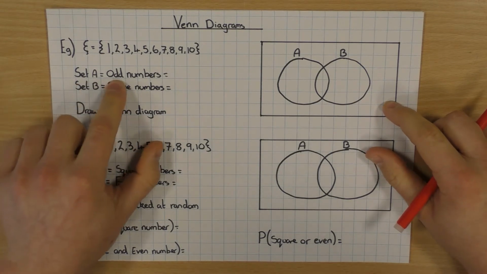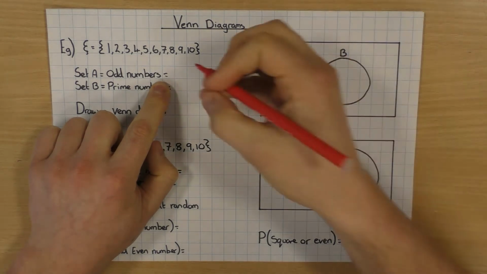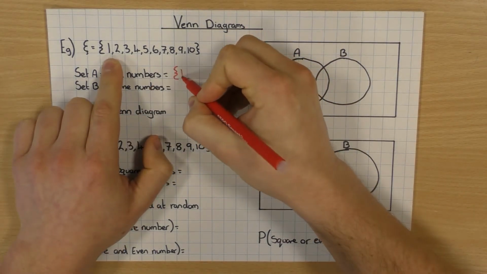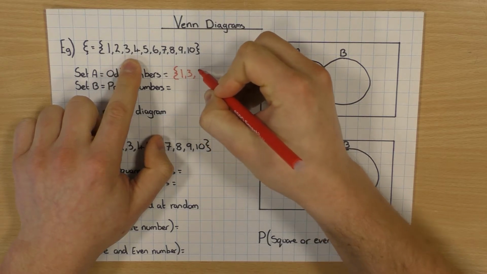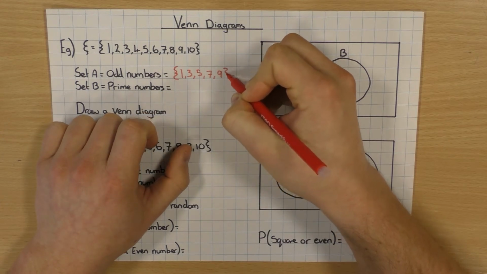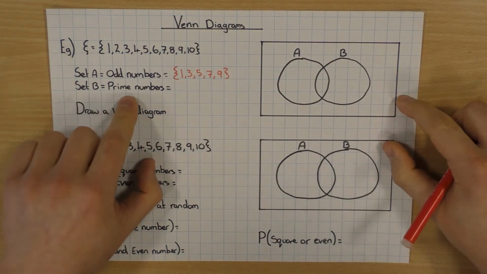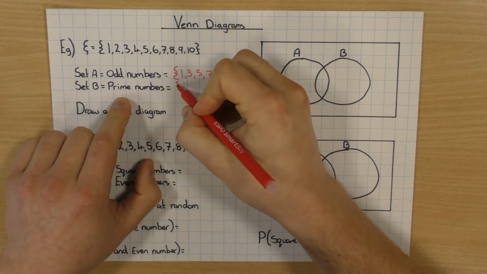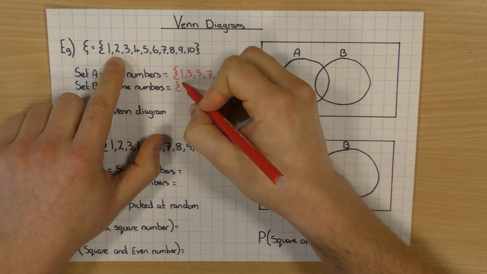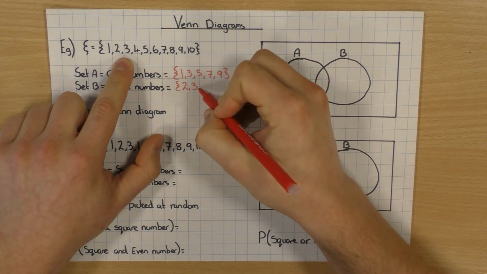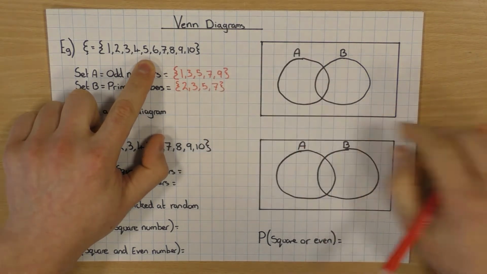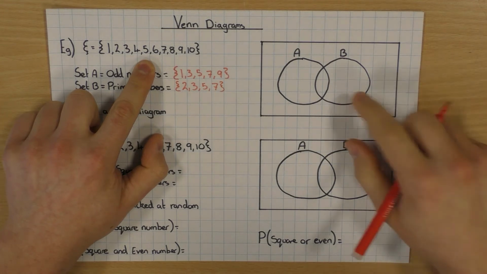So the set A is just all the odd numbers. What I would always do is list those out. So obviously we have 1, 3, 5, 7, and 9. That's my set A. And then the prime numbers is set B. Again, I'll just list these out to help us. Remember, 1 isn't prime, so I've got 2, 3, 5, and 7. I would always do that just to help you when it comes to populating the Venn diagram.